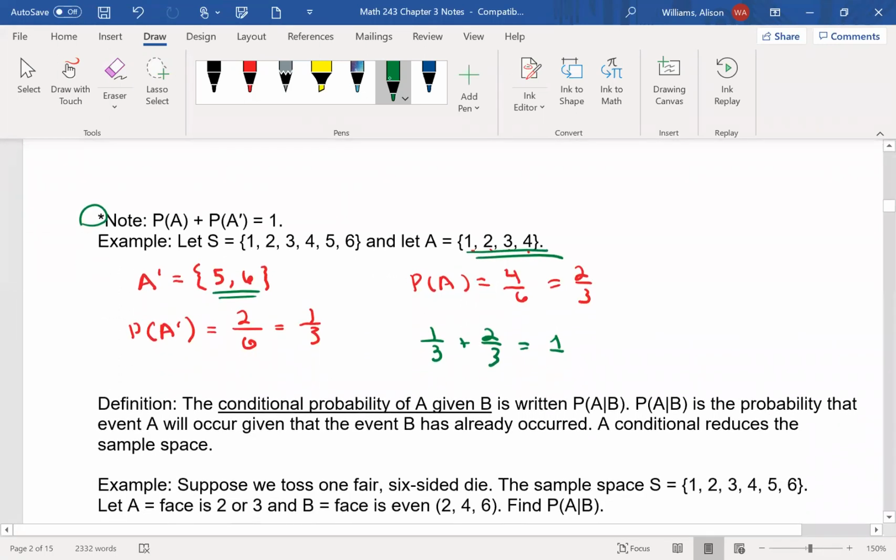Okay, so the conditional probability. The conditional probability, which we say of A given B, and it's written with this kind of vertical slash, is the probability that an event A will occur, given that an event B has already occurred. And this is the key statement here: it reduces the sample space. So let me give you a real world example, and then we'll look at an actual mathematical example.